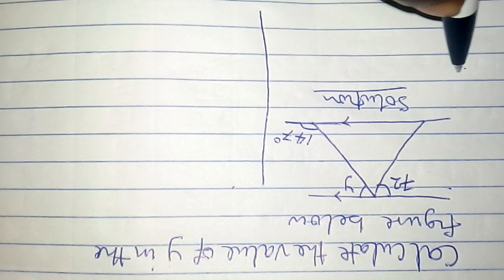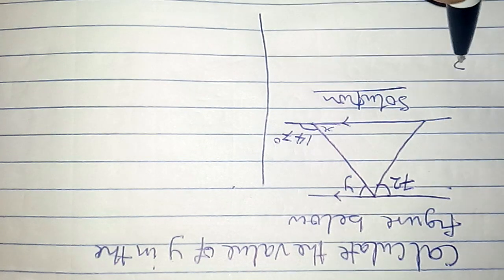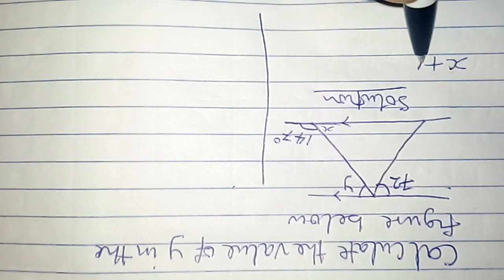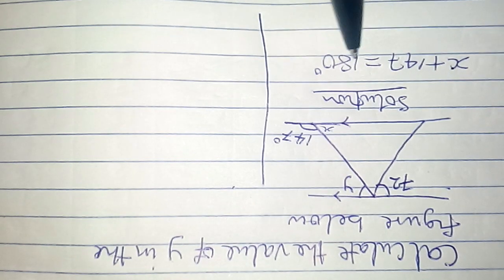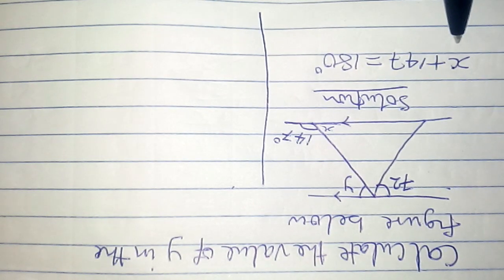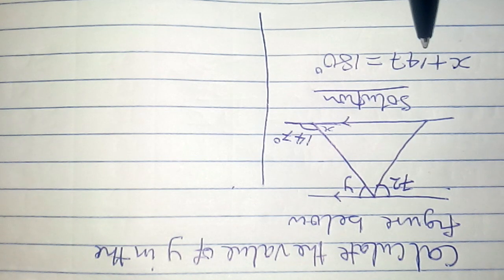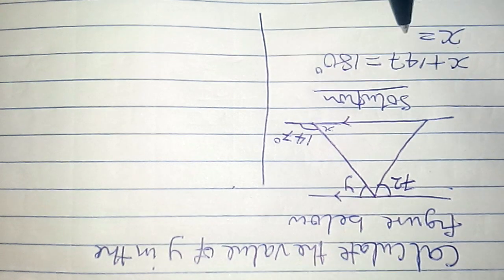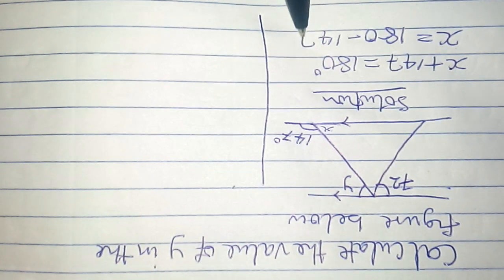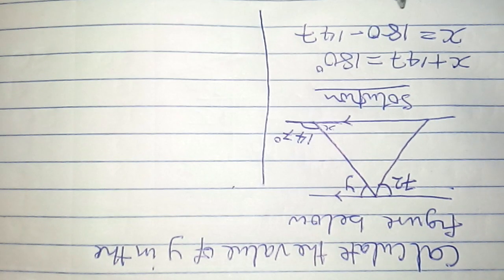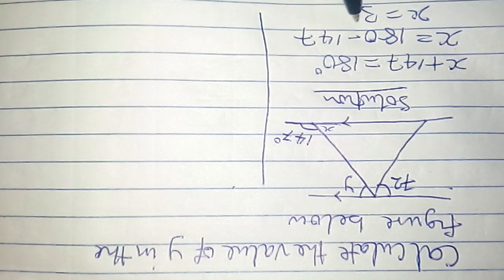It simply means that, let's call it x, a straight line means x plus 147 is equal to 180 degrees. So on that note, if we make x the subject of the formula, it simply means that we have to subtract 147 from both sides. So it simply means that 180 minus 147 will be equal to 33. X is equal to 33.